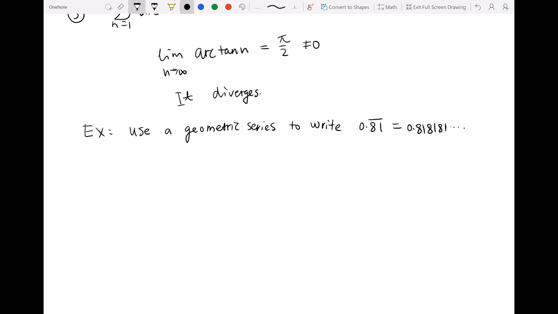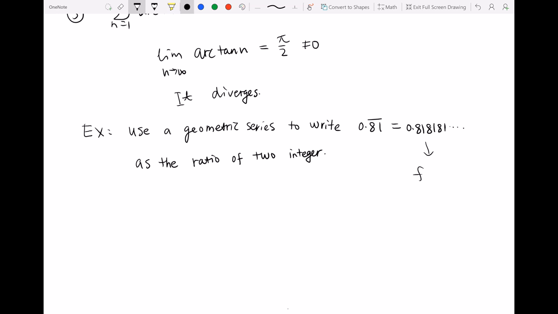Okay. I want to use the geometric series to write this fraction as the ratio of two integers. Basically, I want to convert this decimal into a fraction. Use the geometric series. How am I going to do that? So, first, 0.81 repeating equals 0.81, 81, 81, 81.